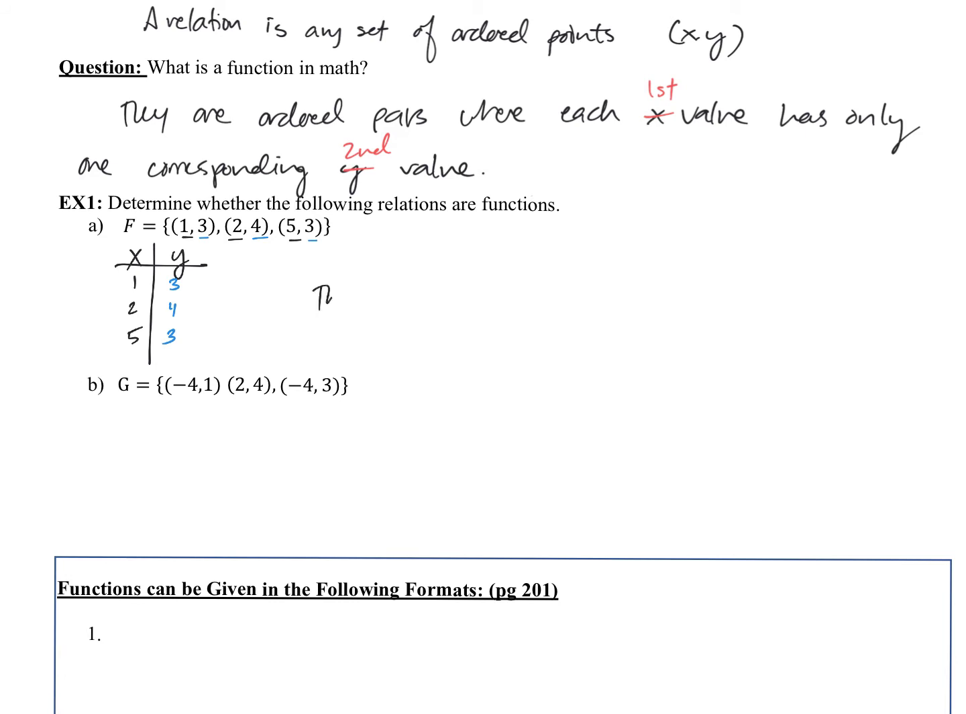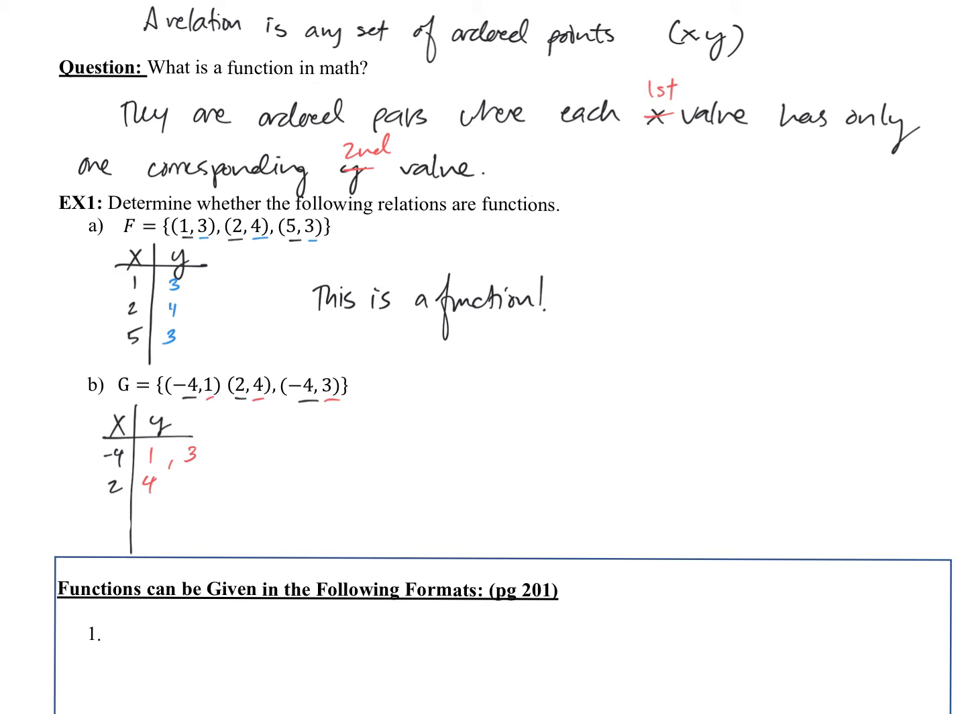Let's go ahead and state that. This is a function. Now let's check the next one. We'll set up our little table of values here, and write down our x and our y values. So we'll pick our x values, so we have -4, 2, and -4. Actually, you know what? We already had -4 written, so let's erase that duplicate. And then we have 1, 4. Ooh, and -4 also has 3.